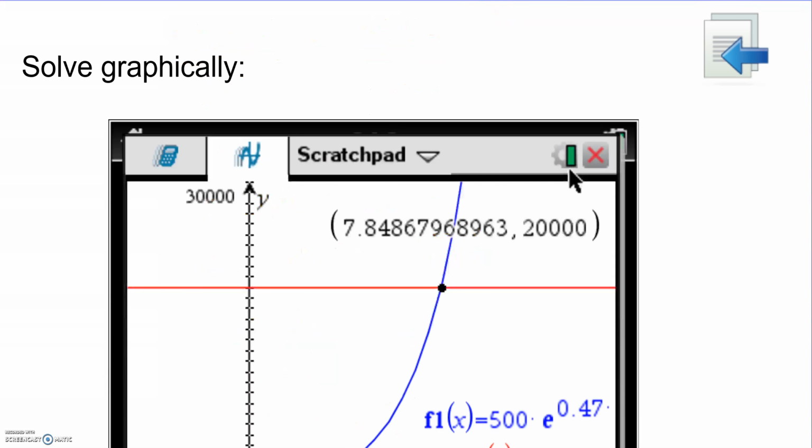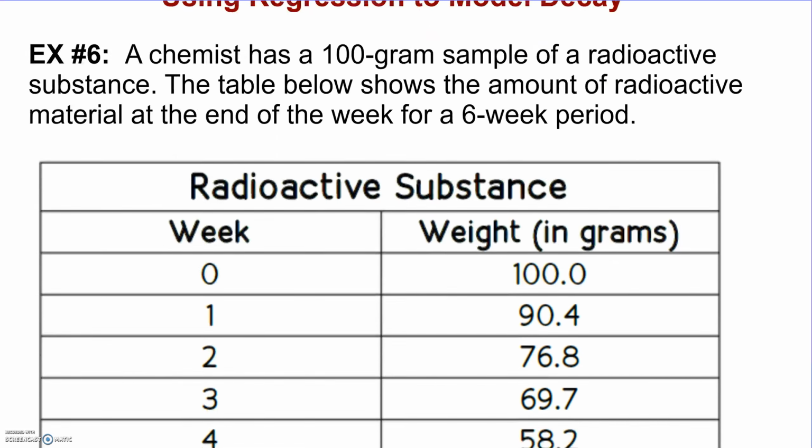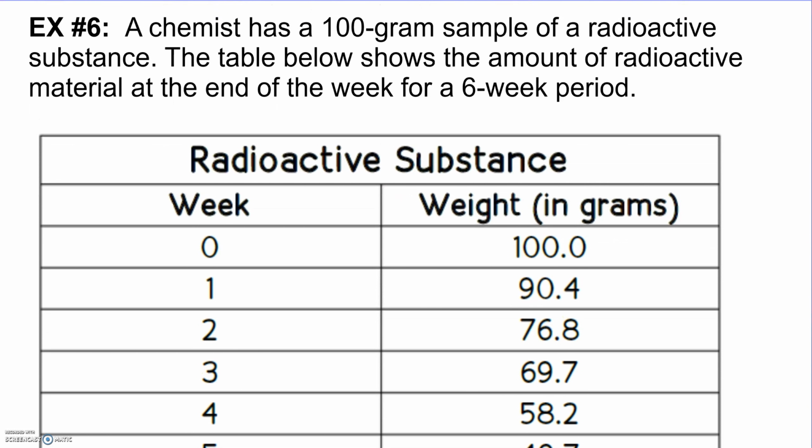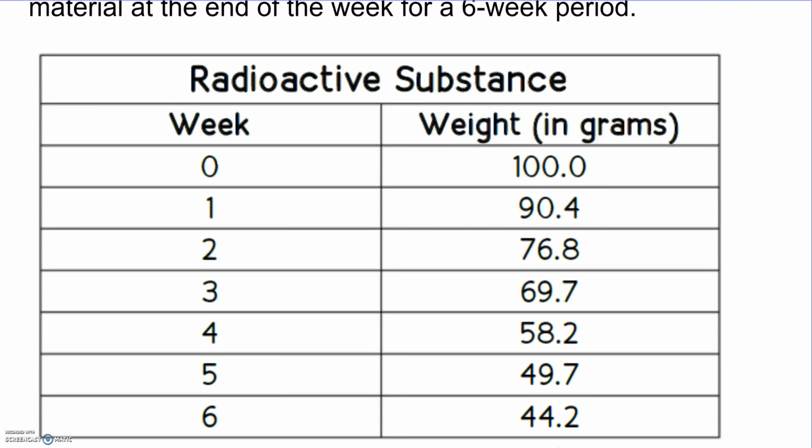Now, let's move on to number 6, which is using a regression model. So for this, you're definitely going to need your calculator. We've got a chemist starting out with a 100-gram sample of a radioactive substance. This table is showing the amount of radioactive material at the end of the week for a 6-week period. We are trying to fit an exponential function to the data.